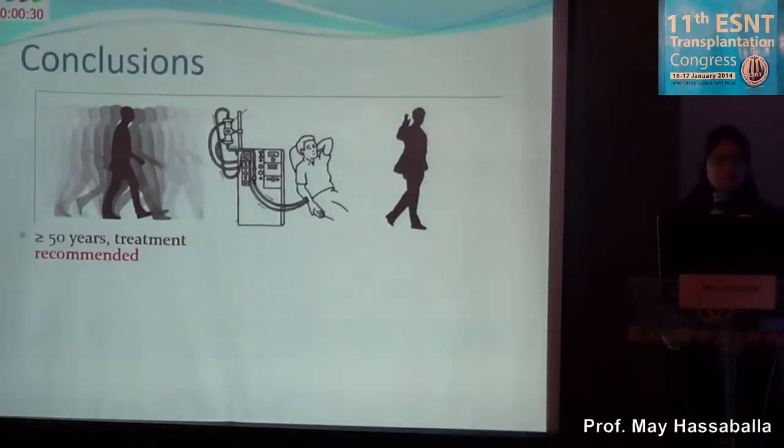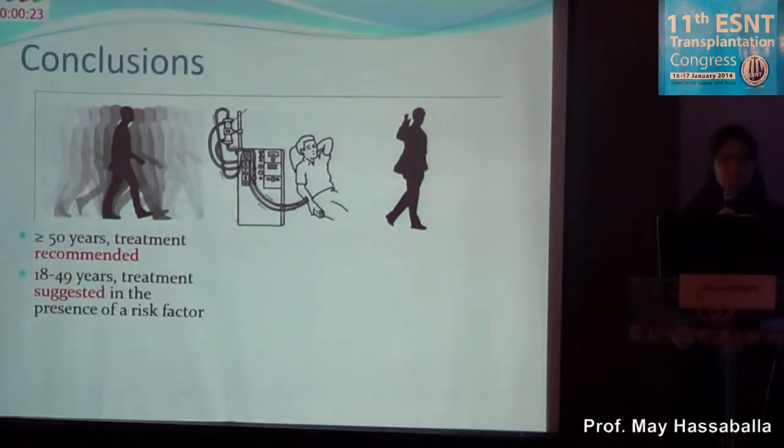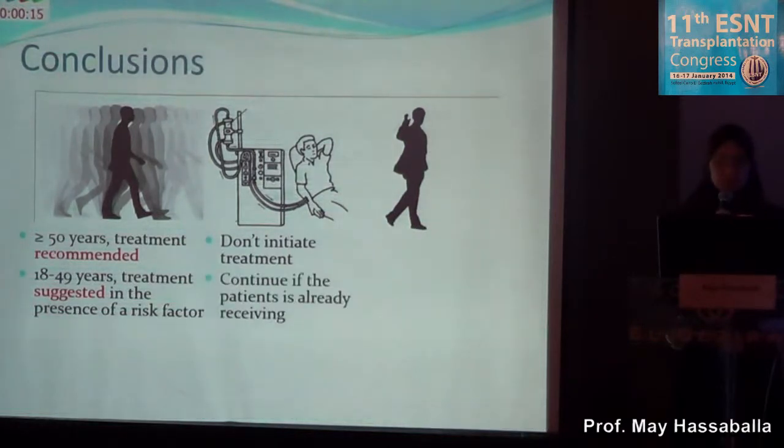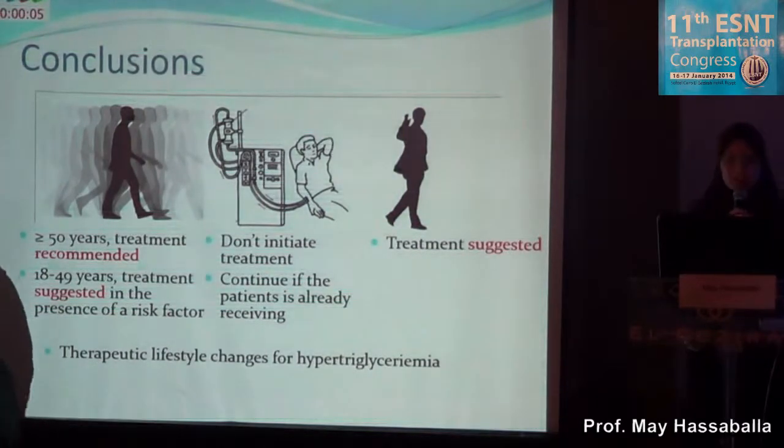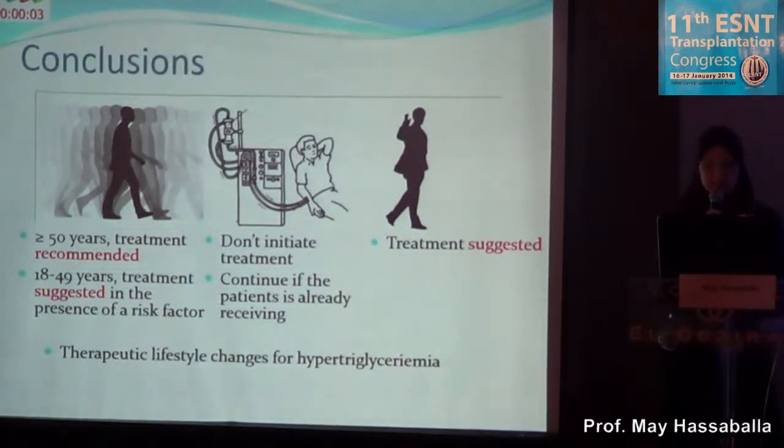So if the patient is in the pre-dialysis era, and if the patient is more than 50 years, treatment is recommended. If the patient is 18 to 49 years, treatment is suggested in the presence of a risk factor. If the patient is on dialysis, don't initiate treatment, but you can continue if the patient is already receiving the treatment. If the patient had a transplant, treatment is suggested, and you have to have therapeutic lifestyle changes for hypertriglyceridemia.